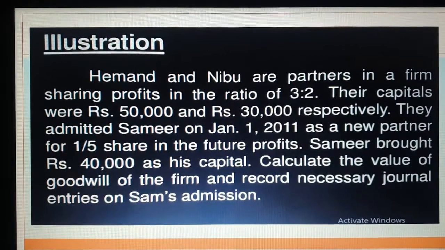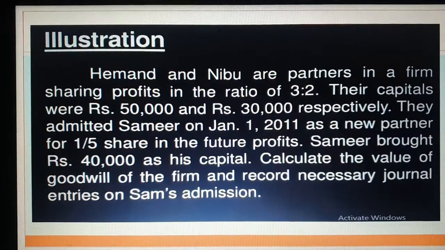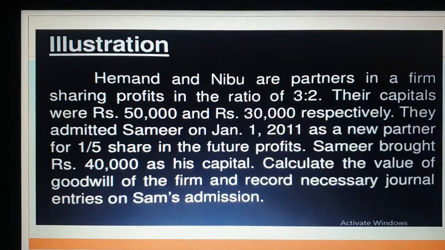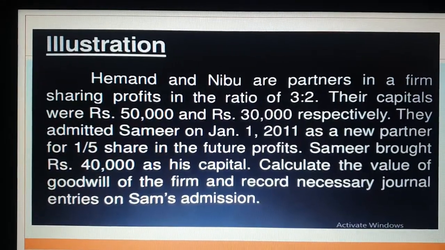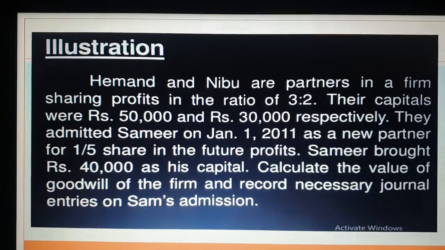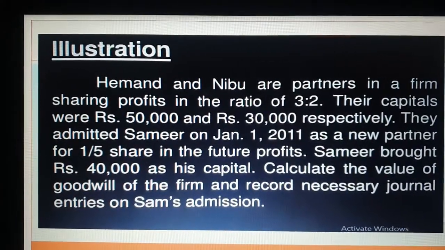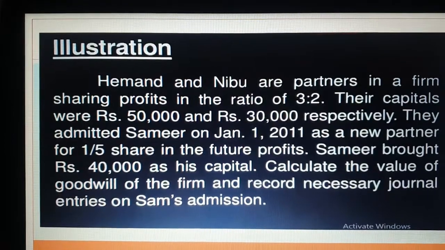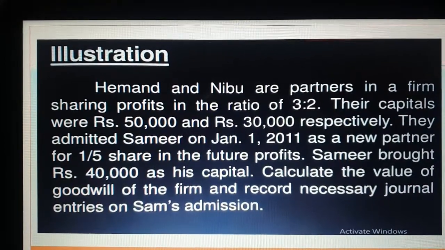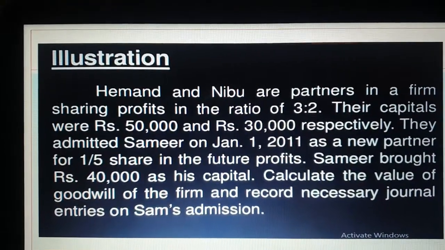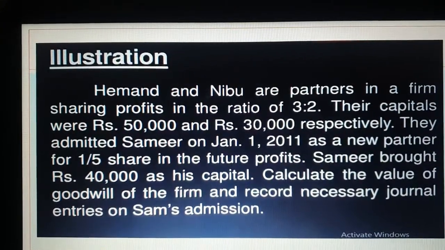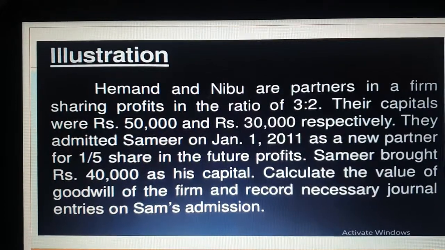Now the illustration: Hemant and Nibu are partners in the ratio of 3:2. Their capitals were 50,000 and 30,000. This is the capital of Hemant and Nibu. They admitted Samir on 1st January as a new partner with 1/5 share in profit. Samir brought 40,000 as his capital. Calculate the value of the goodwill of the firm and record necessary journal entries on Samir's admission.